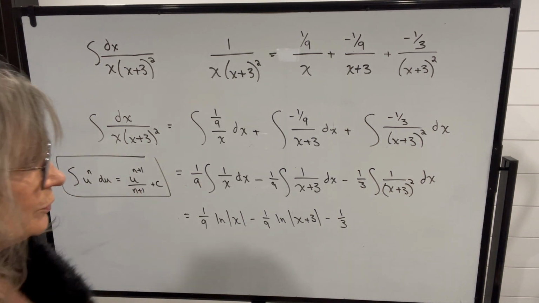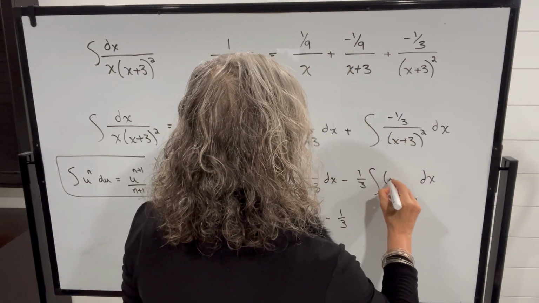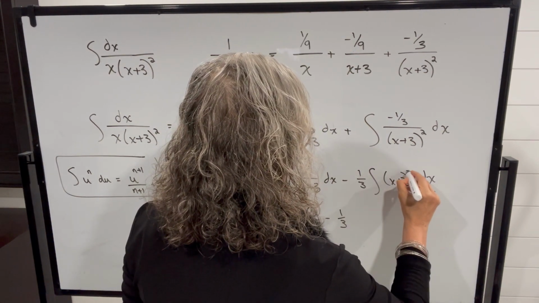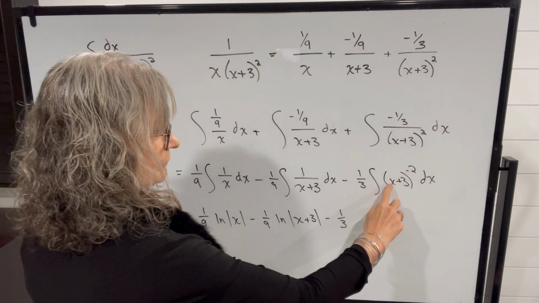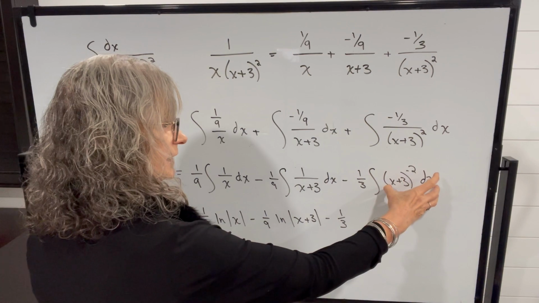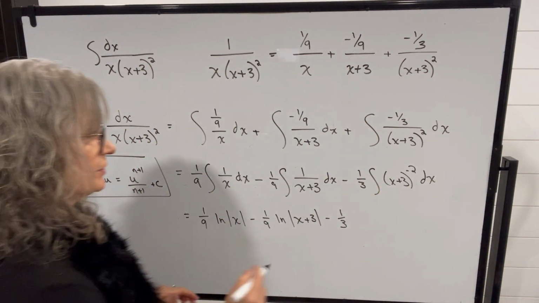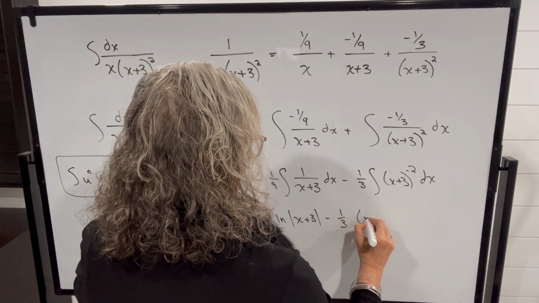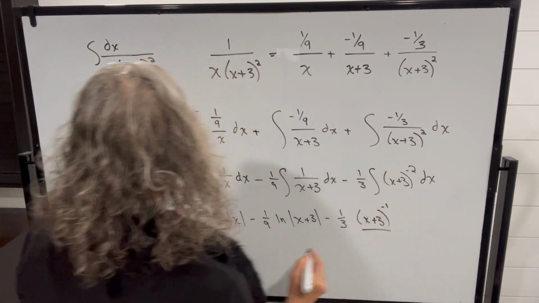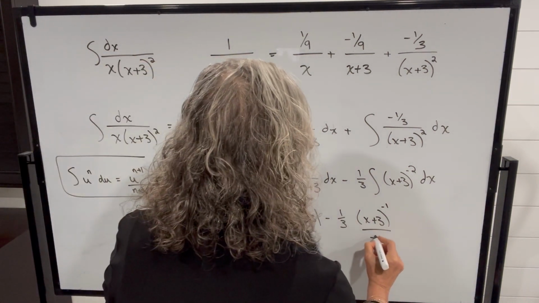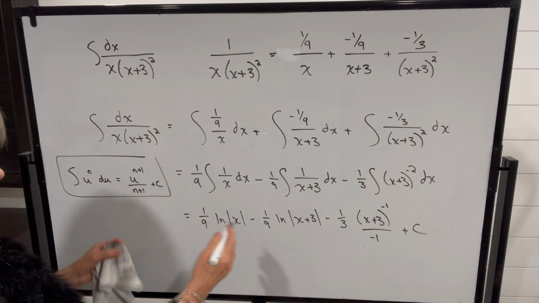So what I'm going to do is write this as a power, x plus 3 to the negative 2. I have the du factor. The du factor is simply dx. So I can integrate that function using this rule. So my integral will be x plus 3 to the n plus 1, which would be negative 1, divided by n plus 1, plus c.